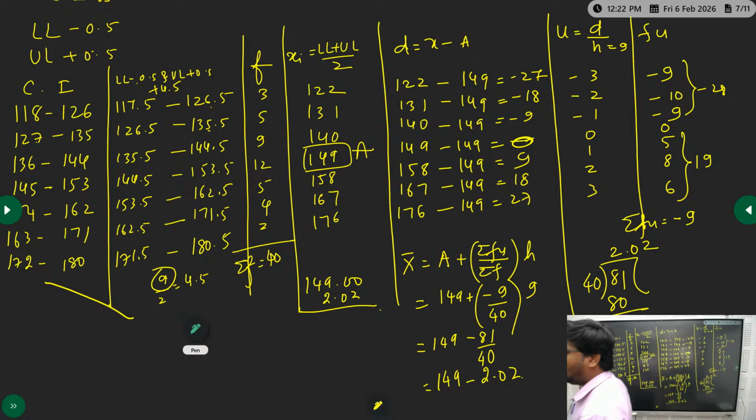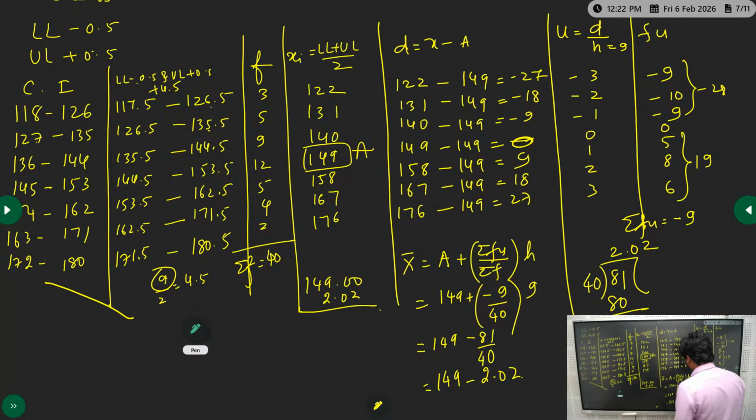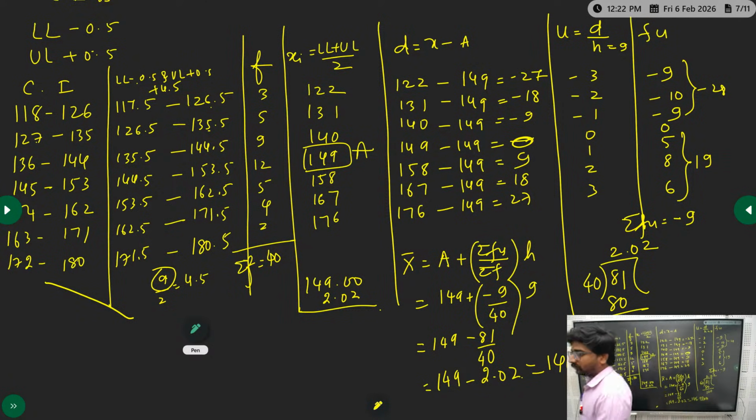146.98. The length of the leaf is in millimeters, so the SI unit is also very important. The mean is 146.98 millimeters. So these few problems are done.